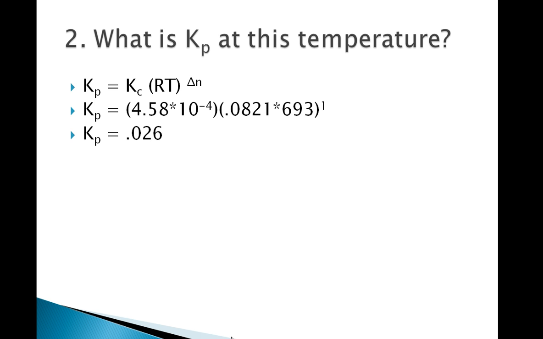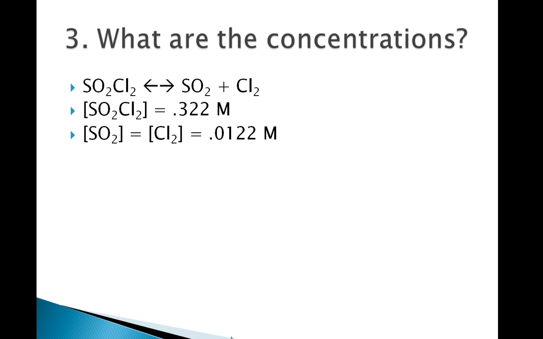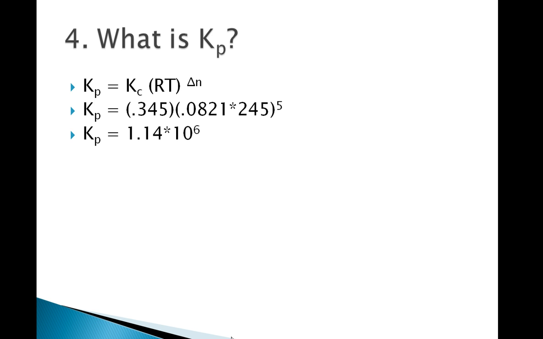And for Kp at this temperature, you use the exact same equation that we've used, plug in all the numbers that you know, and you get 0.026. For the concentrations, you just plug them into the equations. For Kp, you use the equation we've used for everything else, and you get Kp equaling 1.14 times 10 to the 6th. And now you're done.